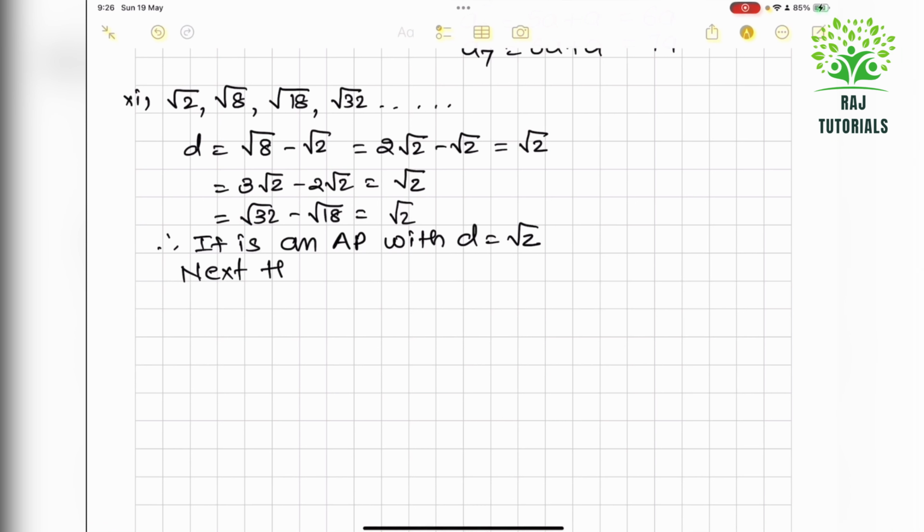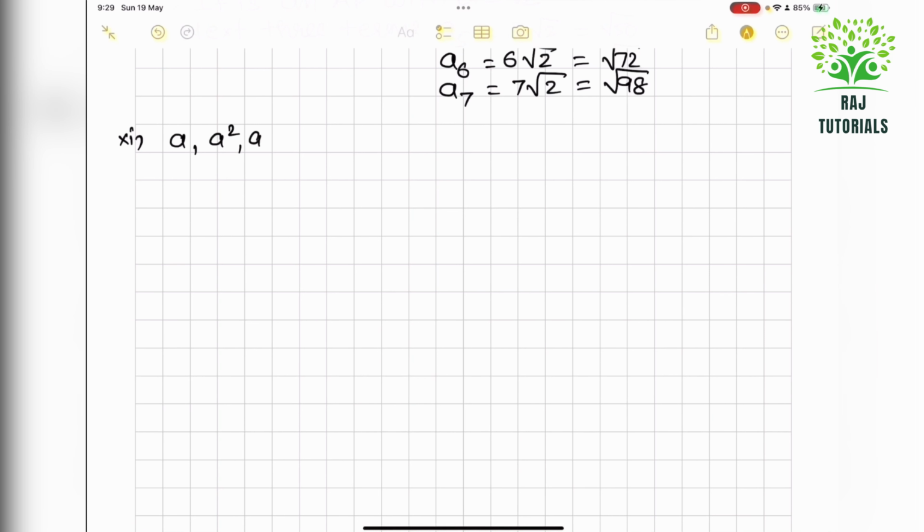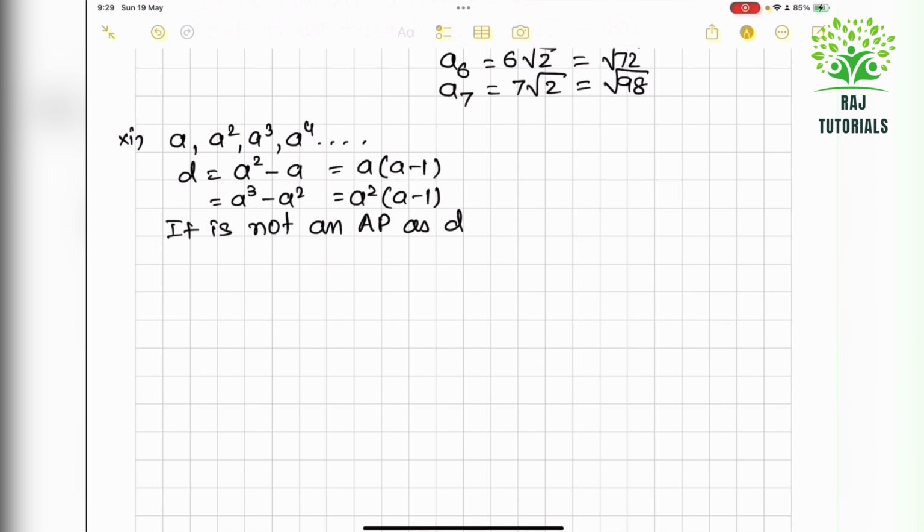12th one is A square, A cube, A raised to 4, and so on. So D will be A square minus A, then A cube minus A square. See, if I take A common, so A minus 1. Here if I take A square common, so A minus 1. So I can say it is not an AP as D is not equal.